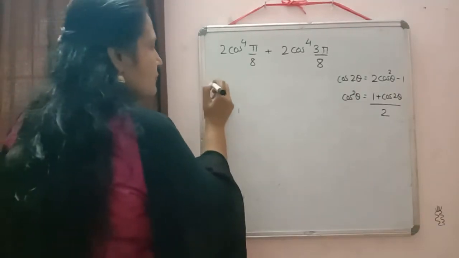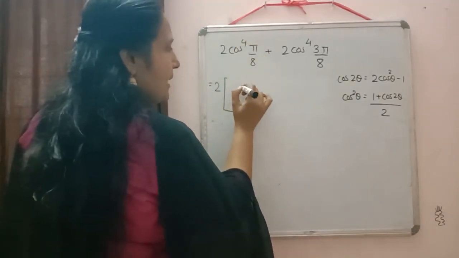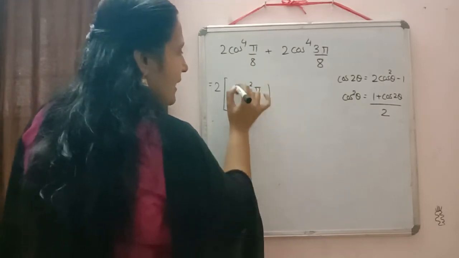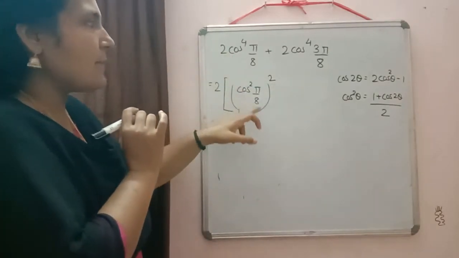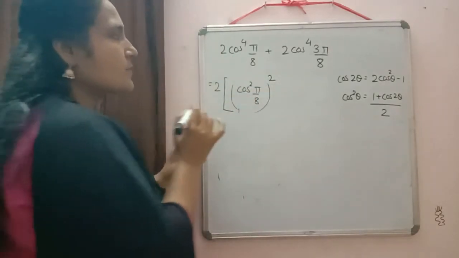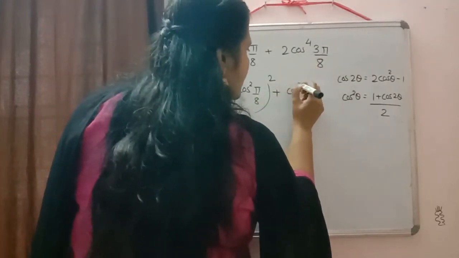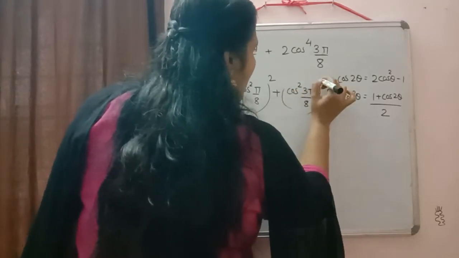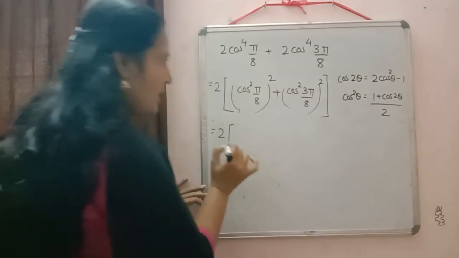Suppose we have taken 2 common. Cos raised to 4 pi by 8 can be written as cos square pi by 8 the whole square. Correct? Cos square pi by 8 the whole square. In the same way, we can rewrite this one as cos square 3 pi by 8 the whole square. Okay, now I am going to use the formula there.